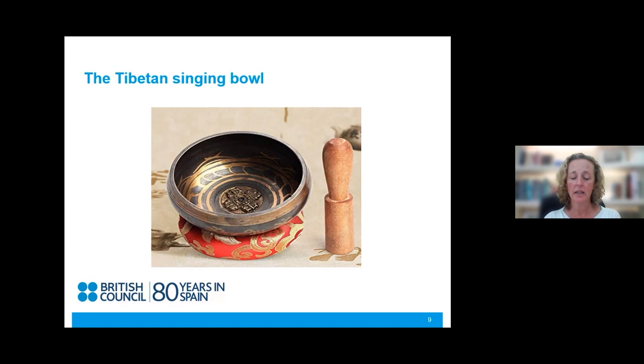And I have used this as a tool in primary classes, but it could definitely be used with secondary students as well, as a nice way to begin the class, especially if they come in from break time all riled up. Let's just bring the energy level down a little bit. And the idea, you can do two different things with this bowl. You can either just hit it.